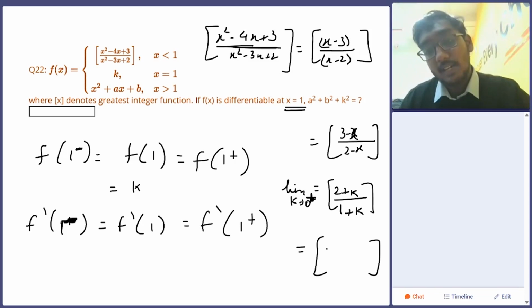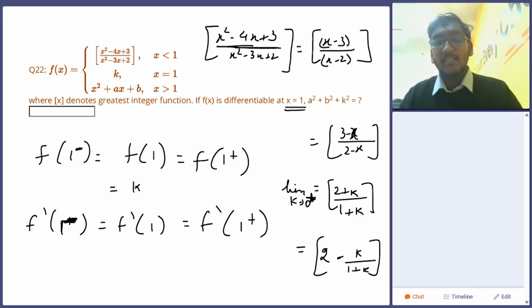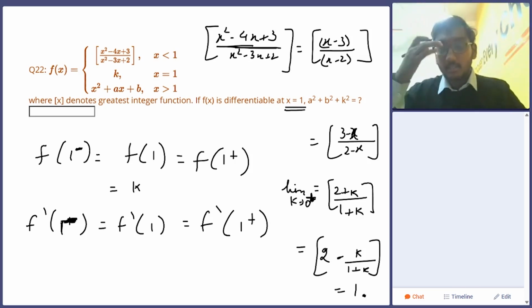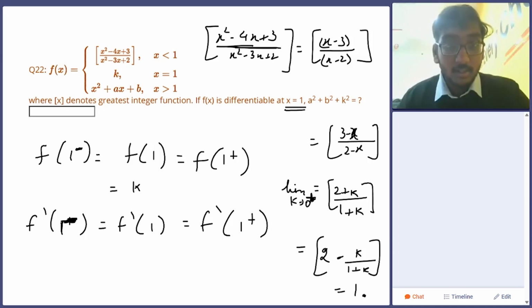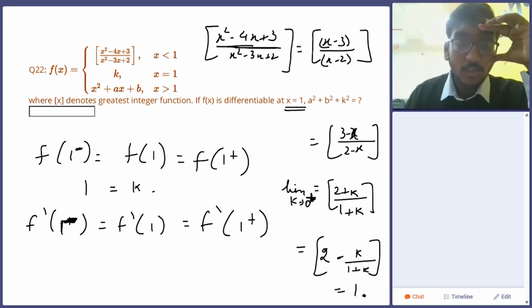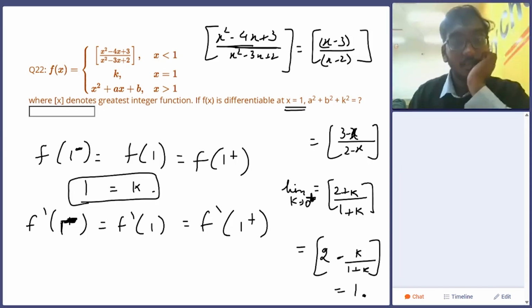So you can just write it in this way: 2 minus k divided by 1 plus k. So it will be very minutely smaller than 2, like 1.999 and so on. However, the step function will give you the integral part as 1 only. So that means k must be equal to 1, because f of 1 minus is 1. So now we have determined the value of k.